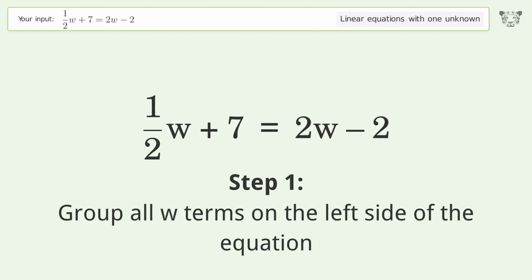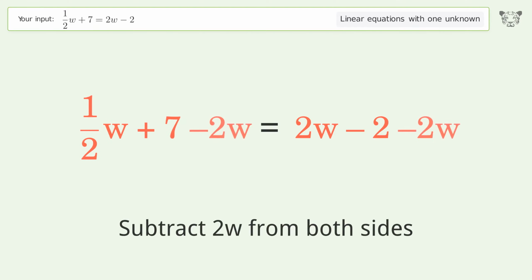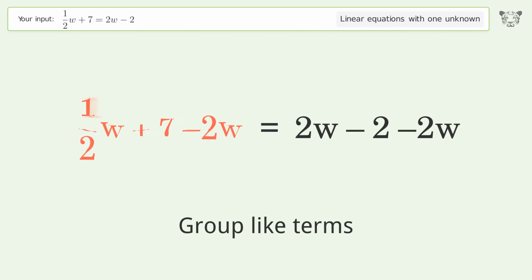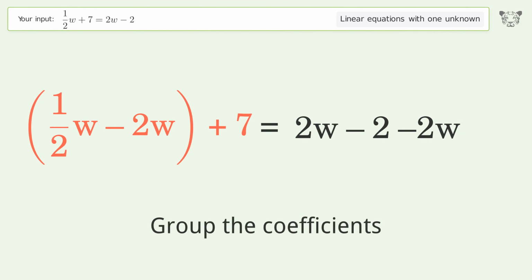Group all w terms on the left side of the equation. Subtract 2w from both sides. Group like terms. Group the coefficients.